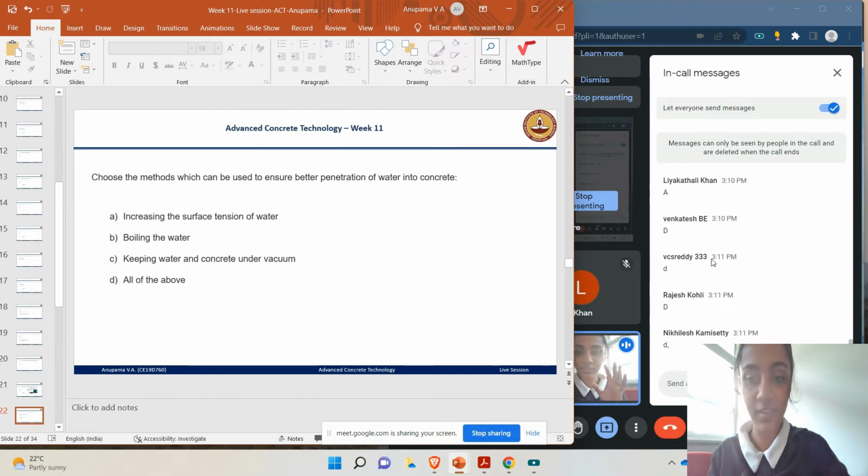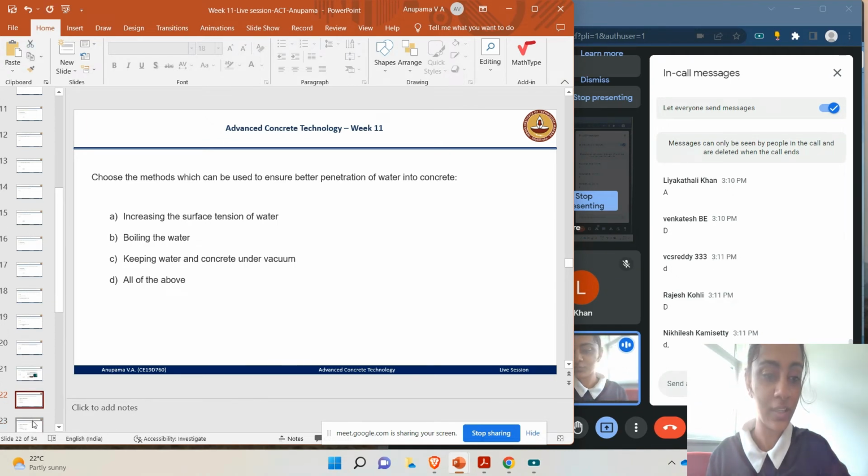Let's address option C, keeping water and concrete under vacuum. Obviously, because of vacuum, water will get into the concrete. So it's as easy as that. It ensures better penetration of water into the concrete. So definitely there is option C. Now, let's move to the correct answer.